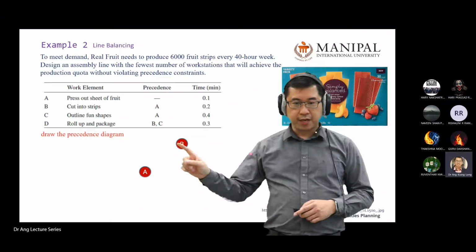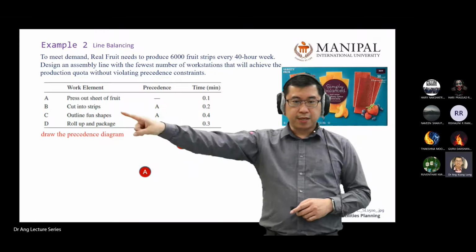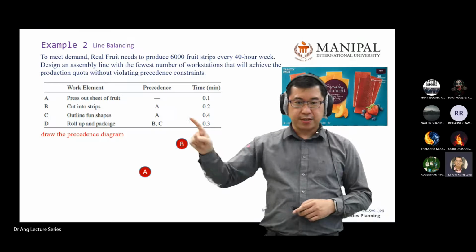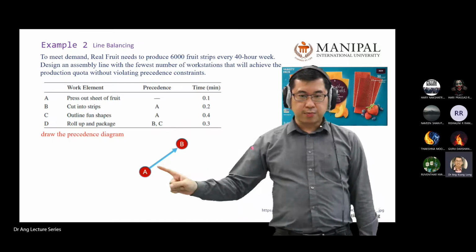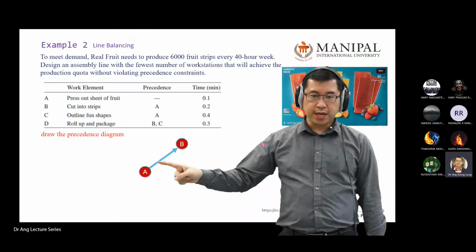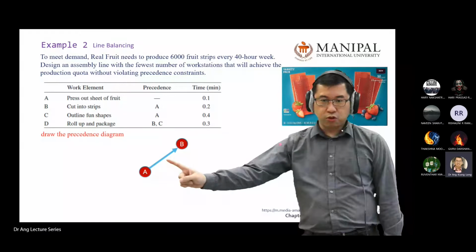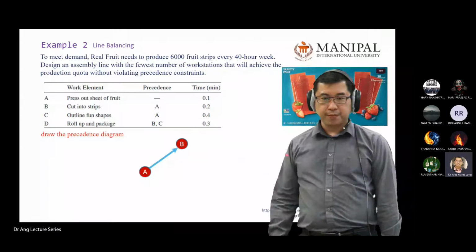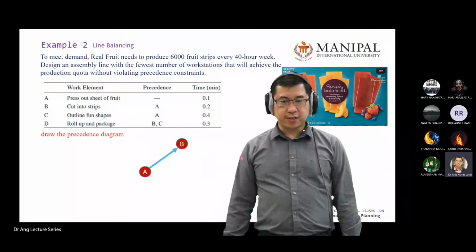Read the precedence diagram. What does B need? B needs A first, right? So you draw an arrow. This is called precedence. B needs A first. You draw an arrow, A to B, because before you come to B, you need A. Then you read C. You put the C on the diagram.